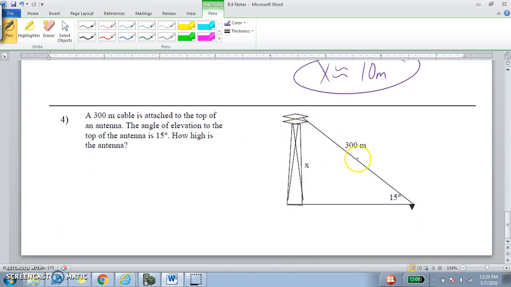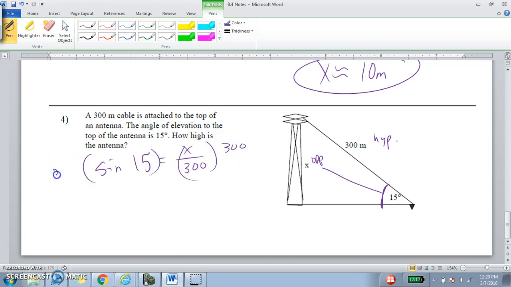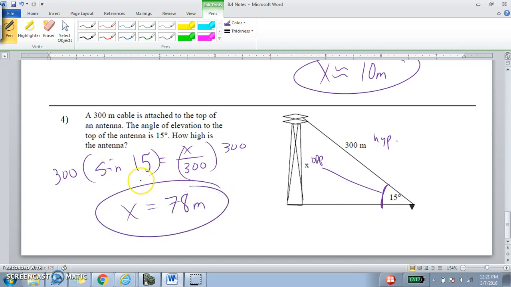Okay, and last one, if you've got a 300-meter cable attached to the top of an antenna, the angle of elevation from you on the ground to the top of the antenna is 15 degrees. How high is the antenna? So you're trying to figure out how high this antenna is. So opposite over our hypotenuse means we're using sine. So sine of 15 degrees equals x over 300. We would multiply both sides by 300. So x is going to equal approximately 78 meters when we type that in our calculator.